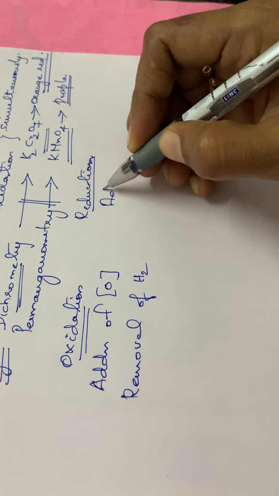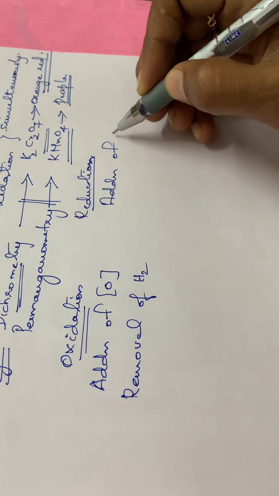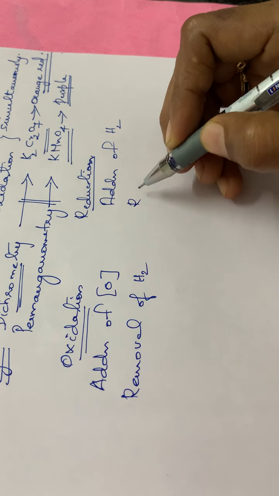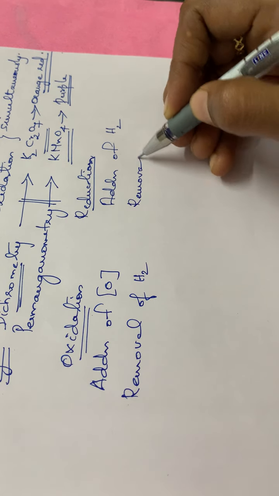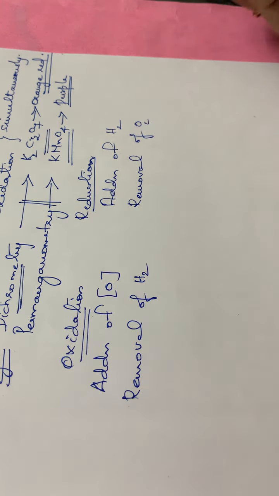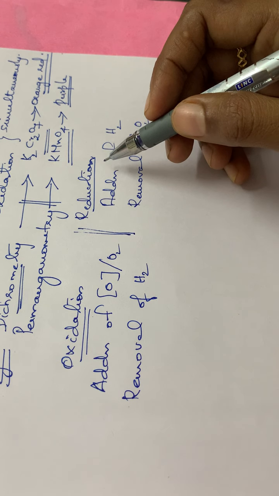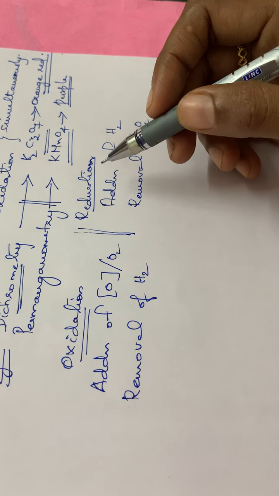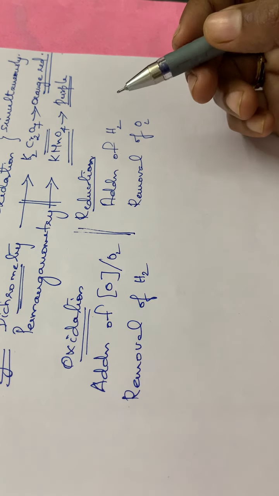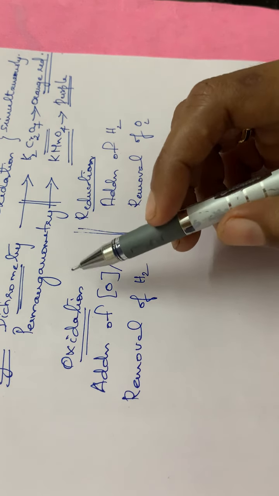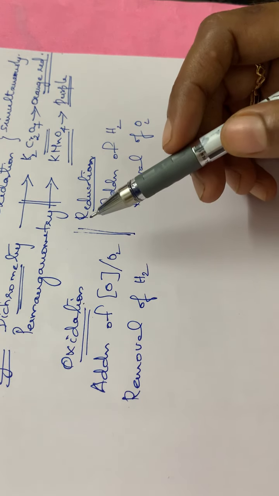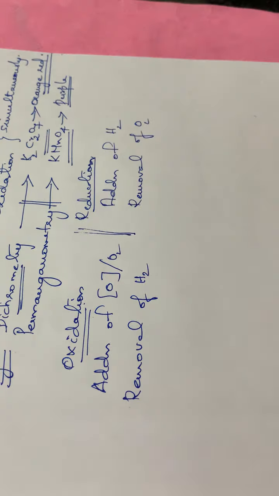Then in the case of reduction, it is just the opposite of oxidation. It will be the addition of hydrogen or the removal of oxygen. So this is the difference between these two, oxidation and reduction reaction. In a redox reaction, both these reactions will be taking place simultaneously.